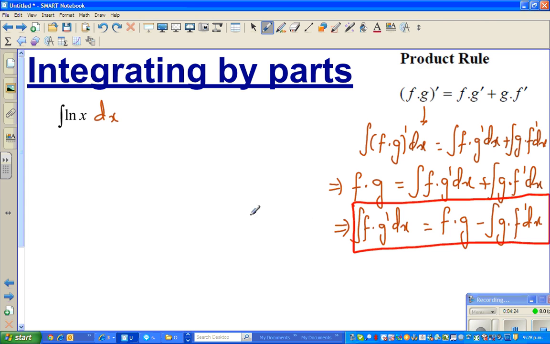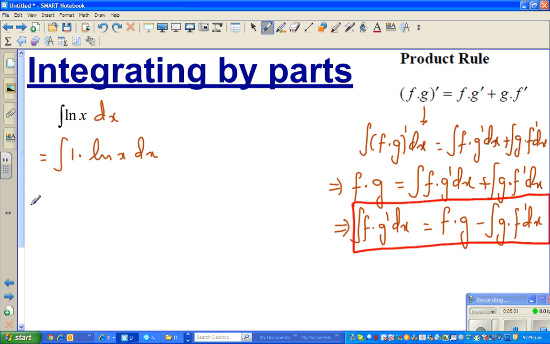So what I'm going to do is, though there is only one function here, I can write this as the integration of 1 dot natural log of x dx. I'm taking 1 as a function. You can take 1 as any one of them, but it's better to take the easy function as g prime.